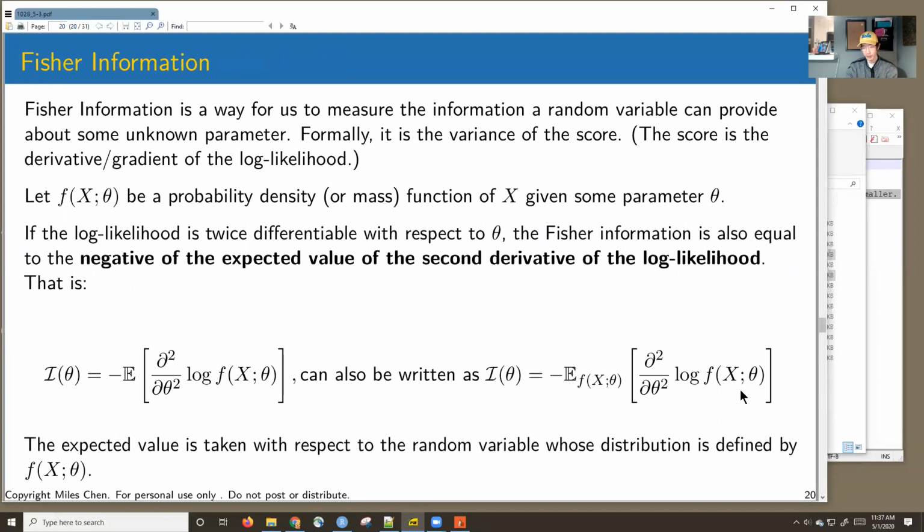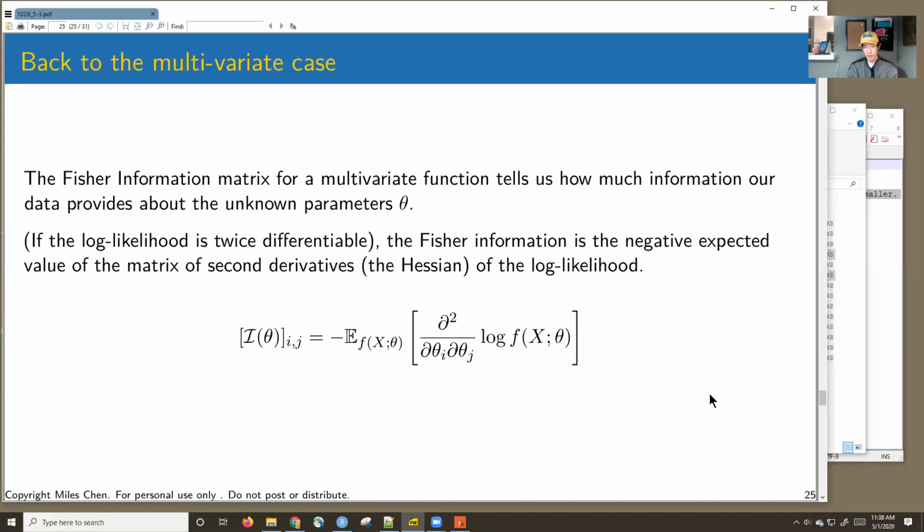I think this translates easily. If we have a univariate function, it's just the second derivative of the univariate function. For a multivariate function, it's the second derivative with respect to your multivariate vectors, so you're going to get a Hessian matrix.